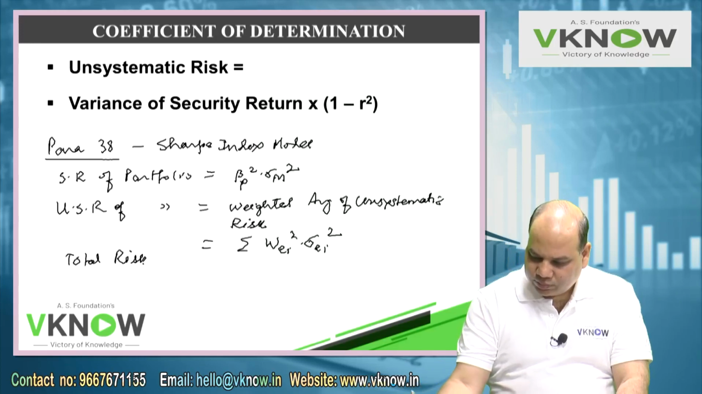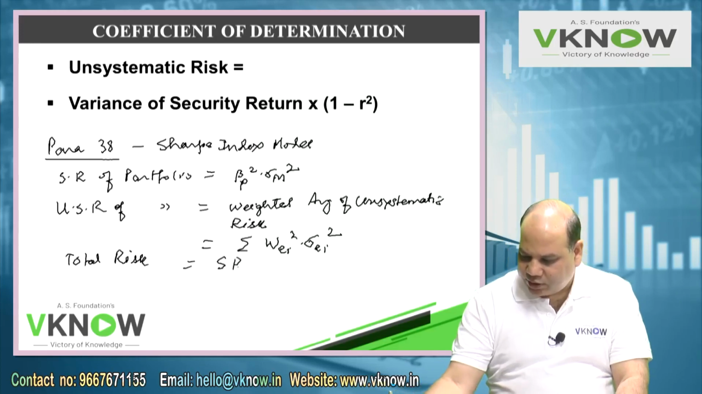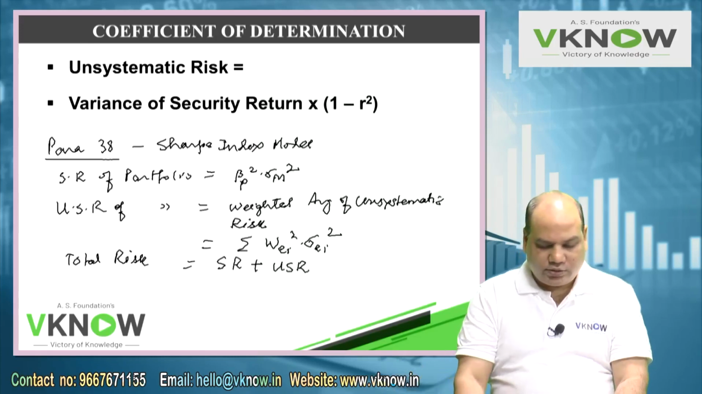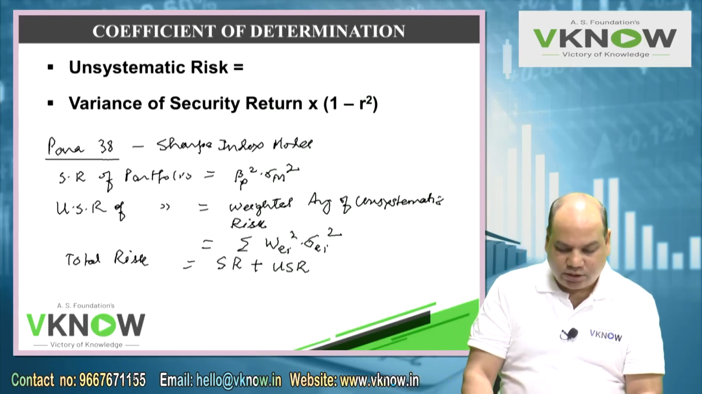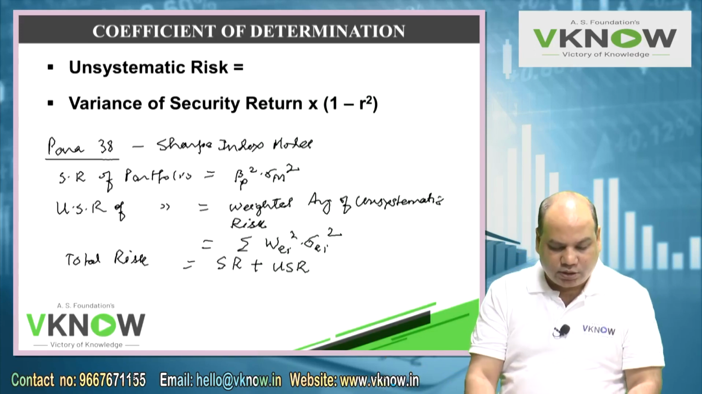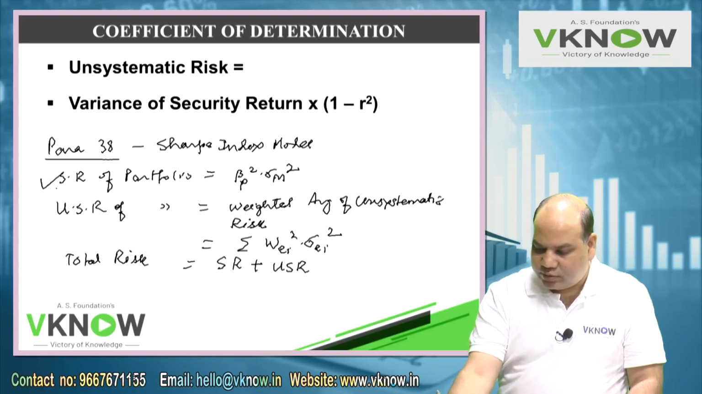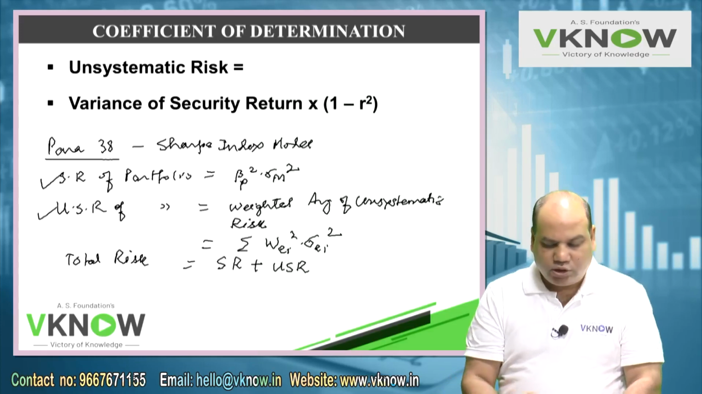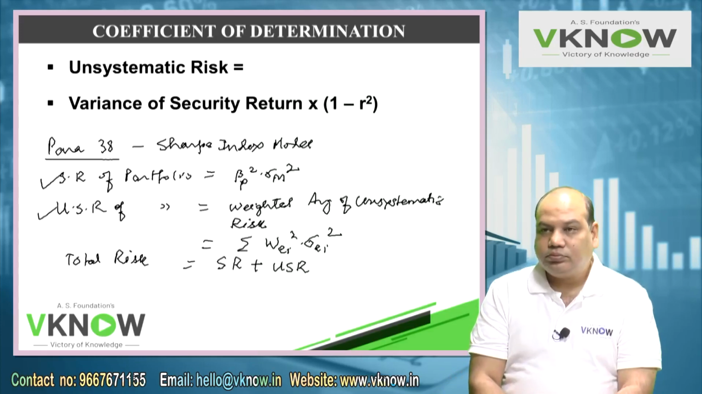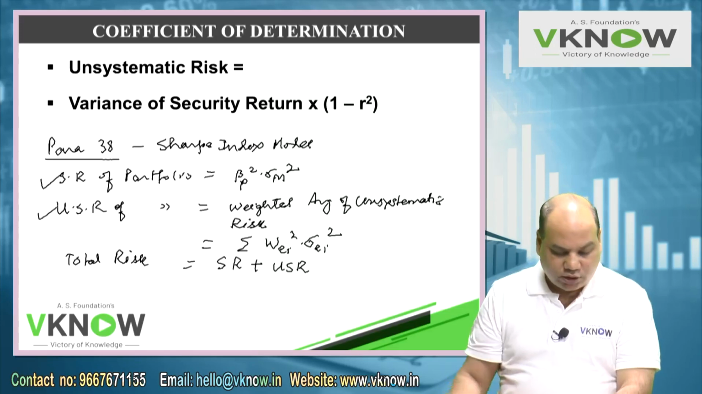And total risk is equal to systematic risk plus unsystematic risk. Total risk is systematic or security market risk plus unsystematic risk. So those who are interested, they can just mention in para 38. Based on that, we have solved many questions in the class.